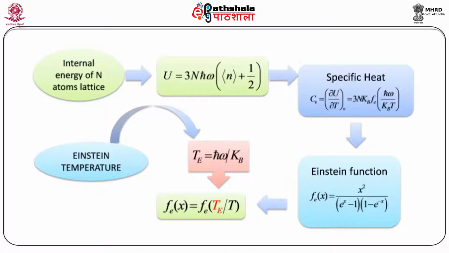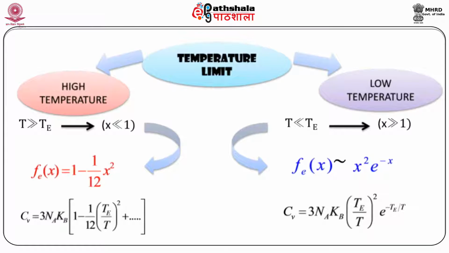Together with the Einstein function, we can now define an Einstein temperature. So what is the Einstein temperature? T_E is equal to h cross omega divided by kB, so that the Einstein function which we had defined, F_E(x), is equal to F_E as a function of T_E divided by T. That is, it's a ratio: the Einstein temperature divided by the thermodynamic temperature.